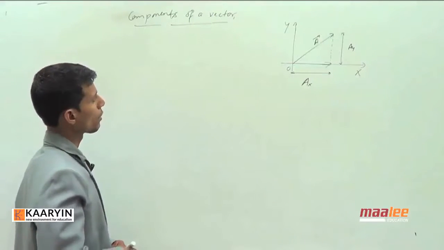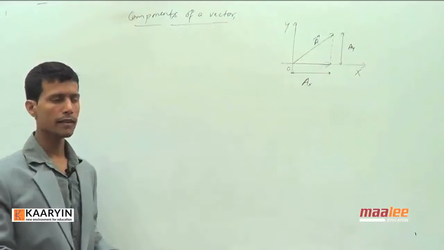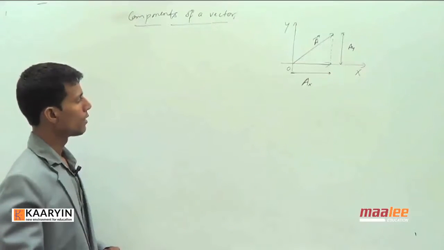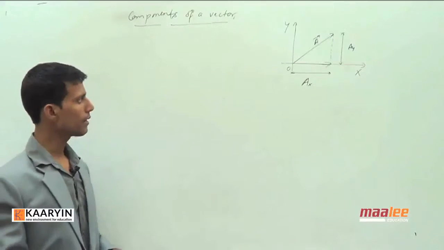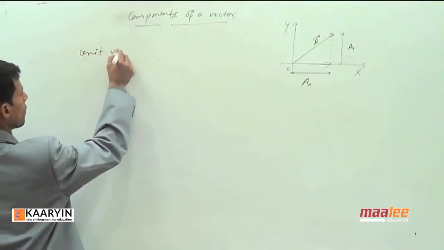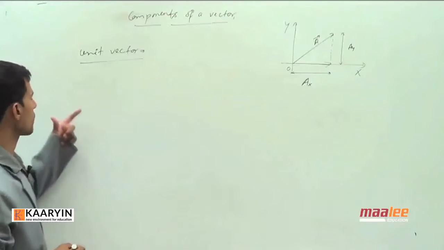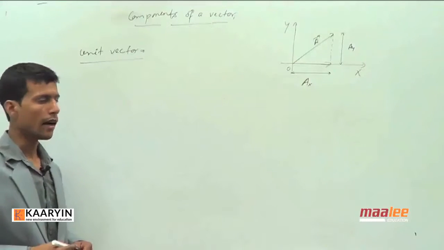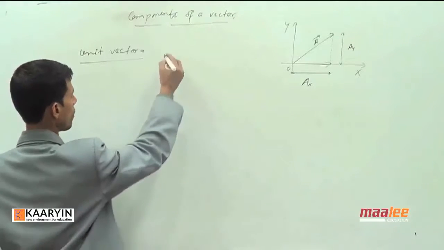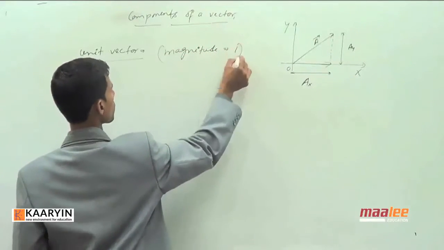Now, how to write A in terms of Ax and Ay? In order to do that, we need unit vectors. So, what is the meaning of unit vector? As the name indicates, unit vectors are vectors that have magnitude 1 and some certain direction.